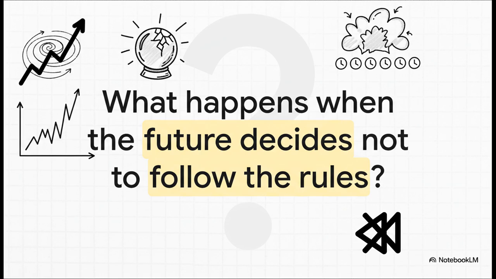So the final question really is, what happens when something truly unprecedented occurs, and the future just decides to write its own rules? That right there is the ultimate limit of looking backward to see forward.